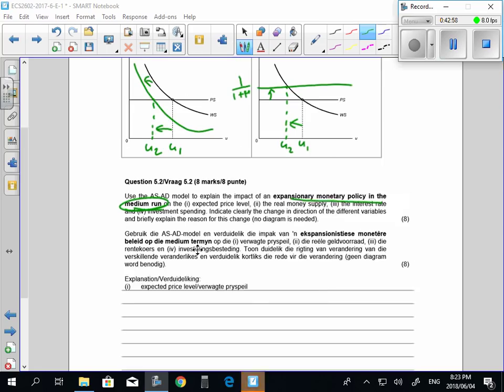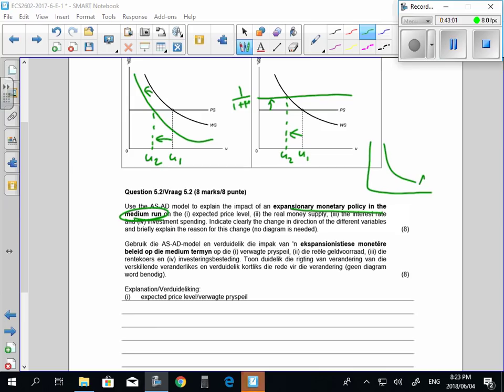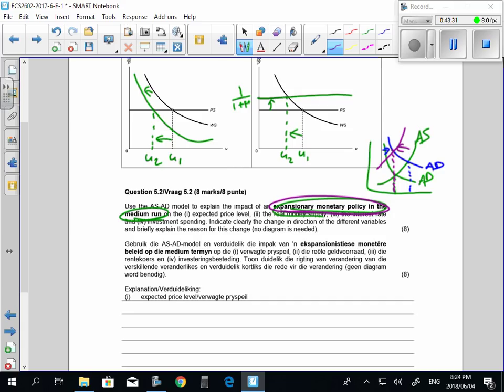In the short run, an expansionary monetary policy shifted the AD curve to the right. Okay? Which means in the long run, in order to return the economy towards the equilibrium level, the AS curve would have had to shift to the left. Right, and the AS shift is the medium run. So what they're saying here is you only have to mention the medium run and therefore the AS curve.